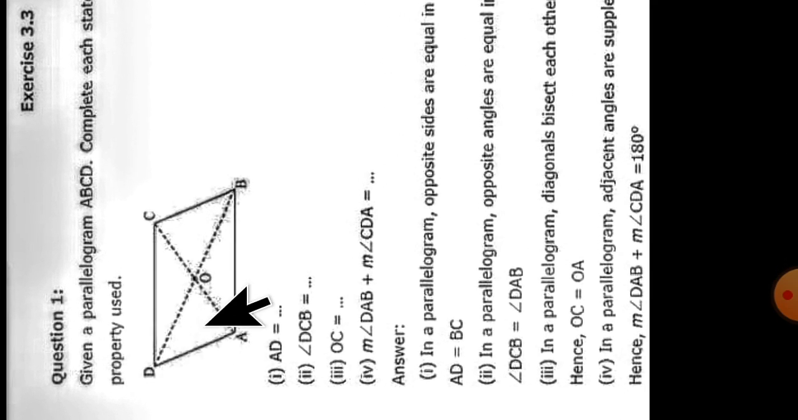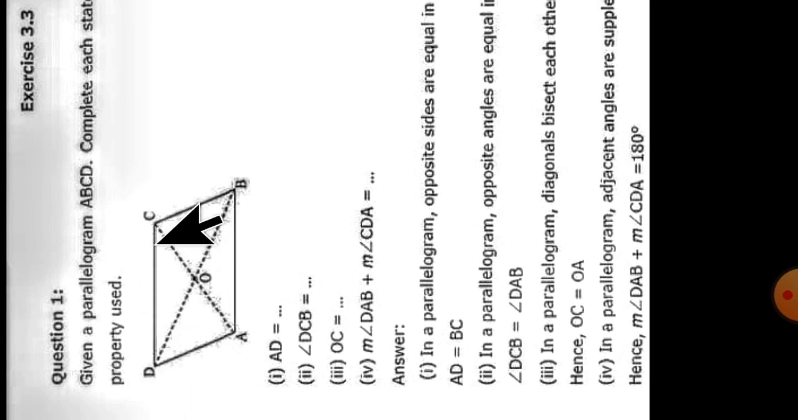Let us start with exercise 3.3. Question number 1. Given a parallelogram ABCD, complete each statement along with the definition and property used. Now see here, in this figure, ABCD is the parallelogram given, AC and BD are the diagonals. Now you have to fill in the blanks. AD is equal to BC because opposite sides are equal in length.